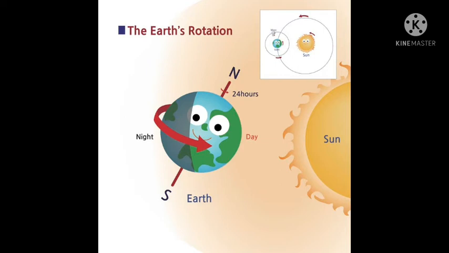At the time of rotation, the part of the earth which faces the sun has day, and the opposite part that is away from the sun has night. Look at the picture very carefully so that you can see how the rotation makes day and night.